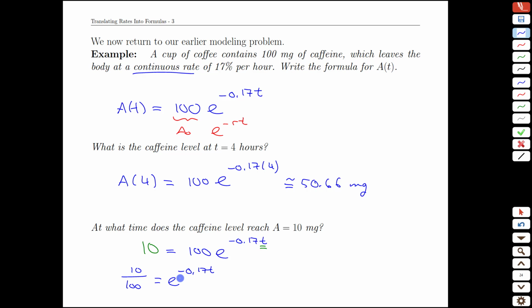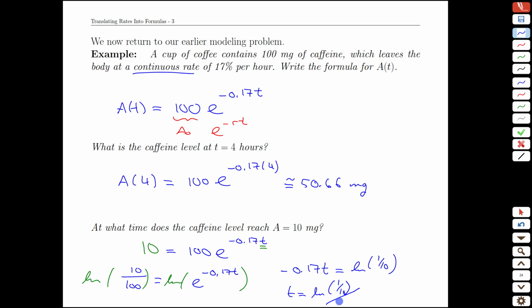We have 10 over 100 is equal to e to the negative 0.17t. I like to simplify, so we just have the exponential on one side first, and then we can leave some room, because then what we're going to do is take the ln of both sides. That gets us an exponential base e and a logarithm base e, which are inverses. That means we're going to have negative 0.17t left over from this whole right-hand side, and this is 0.1 or 1/10, whichever you prefer. And so our t is ln of 1/10 all over negative 0.17, and that, with our calculator, is approximately 13.5 hours.